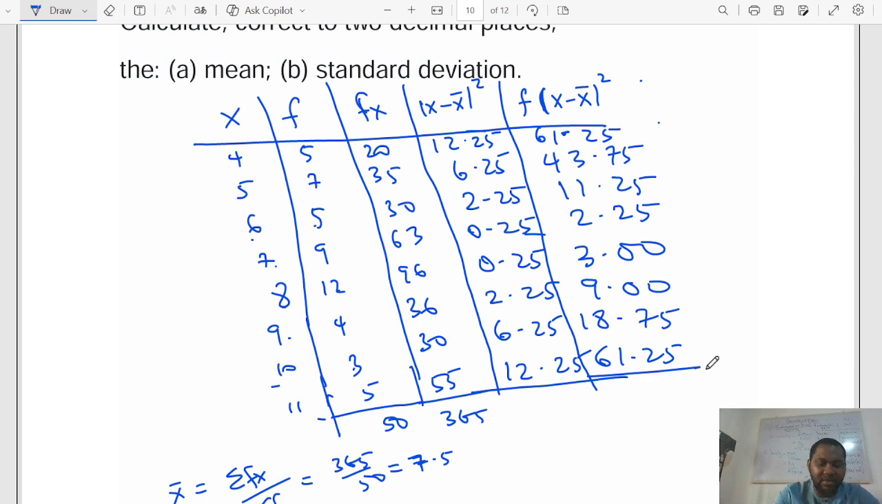So let's add all of this now. We have 61.25 plus 43.75 plus 11.25 plus 2.25 plus 3.00 plus 9.00 plus 18.75, then plus 61.25. So everything here is going to give us 210.5, right?